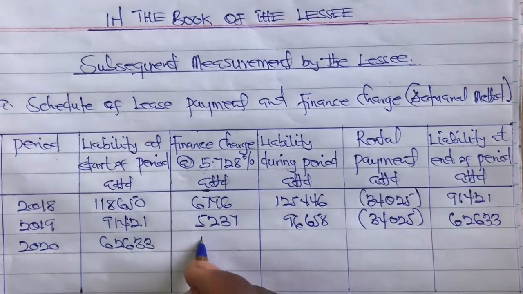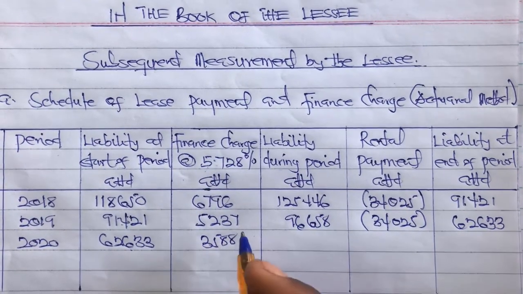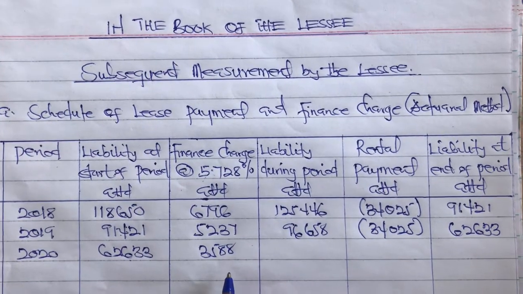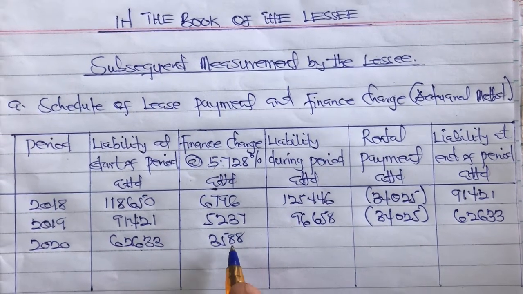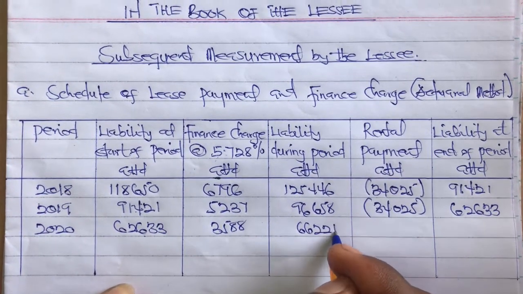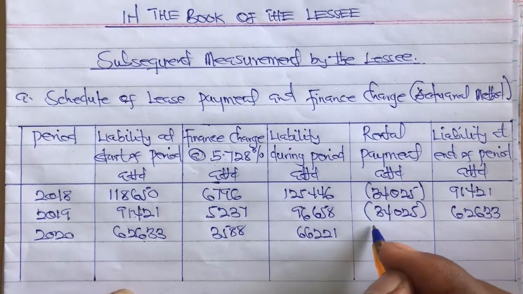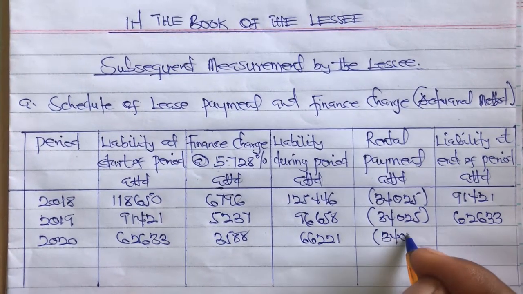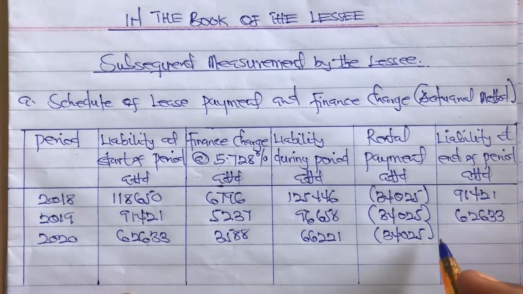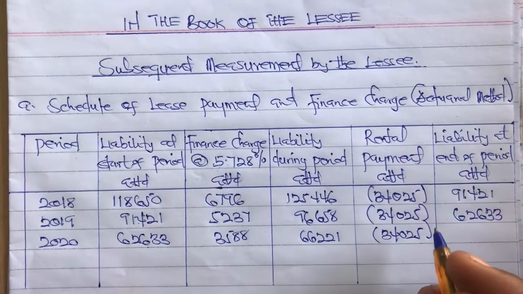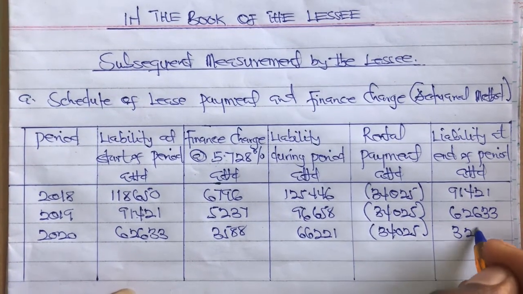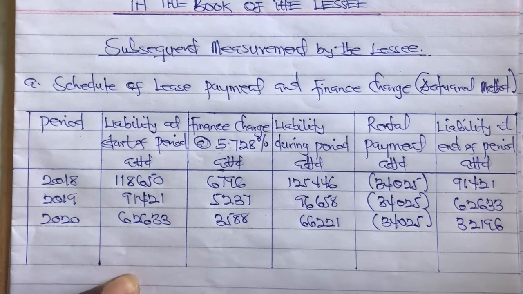We apply the interest rate implicit in the lease on this opening liability. That is going to give us 3,588. And to determine the liability during the period for 2020, we are going to add the two. That is going to give us 66,221 Ghana cedis. Remember that the rental payment is still fixed. So to determine the liability at the end of the period, we subtract this from this, and that is going to give us 32,196. Is that clear? Good.